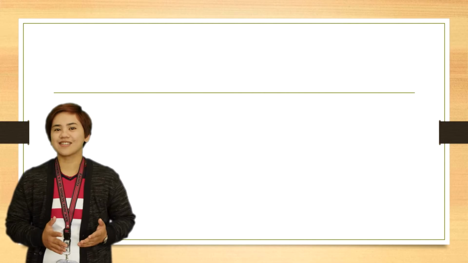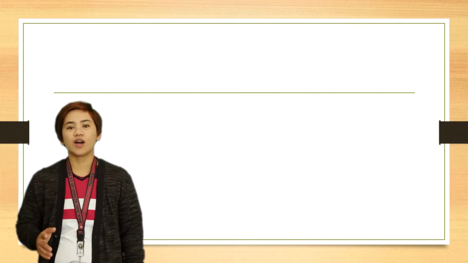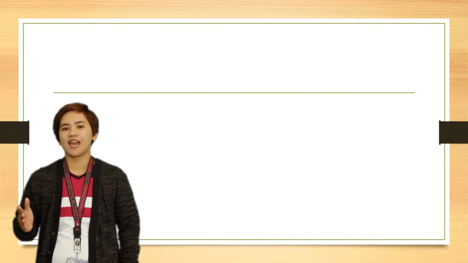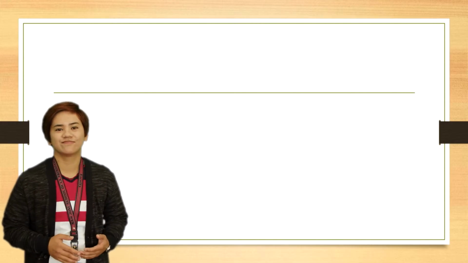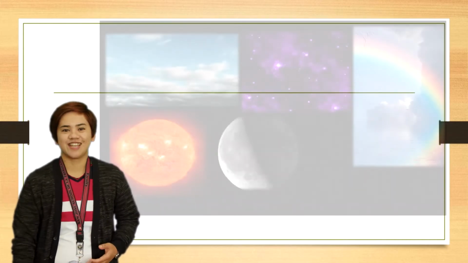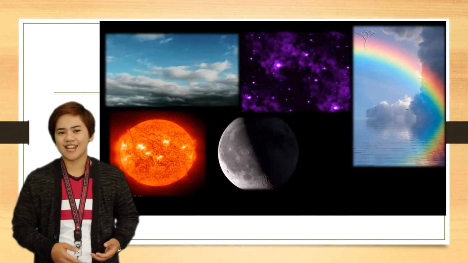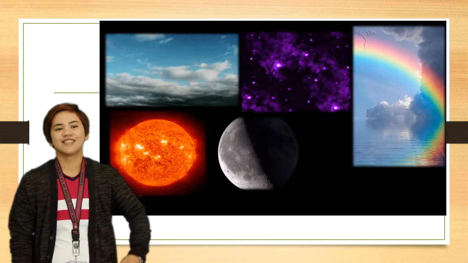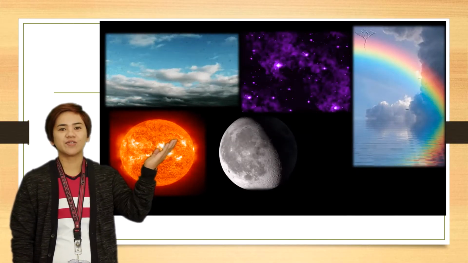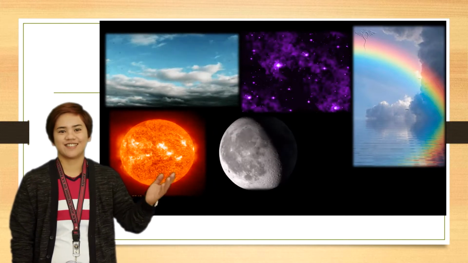To begin with our discussion, what are the natural things that you see in the sky during the day and at nighttime? Very good. We see sun, clouds, moon, rainbow, and stars.